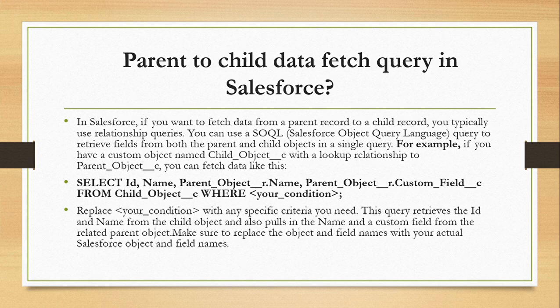In Salesforce, if we want to fetch data from parent to child, you typically use relationship queries, that is, a subquery. You can use SOQL, Salesforce Object Query Language, to retrieve fields from both the parent and child objects in a single query. For example, if you have a custom object named Child Object with a lookup relationship to Parent Object, you can fetch the data like this: SELECT Id, Name, ParentObject__r.Name, and other custom fields FROM ChildObject WHERE your conditions.